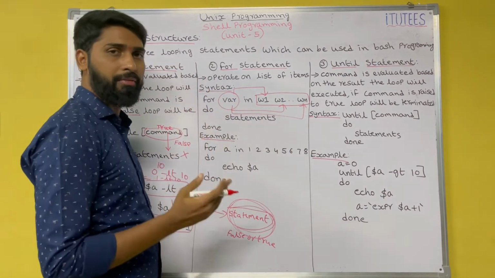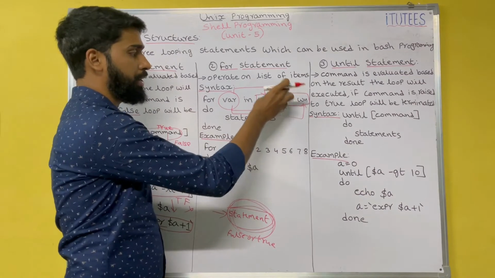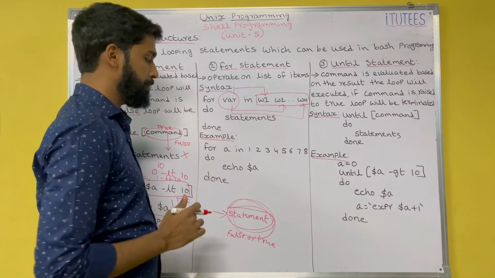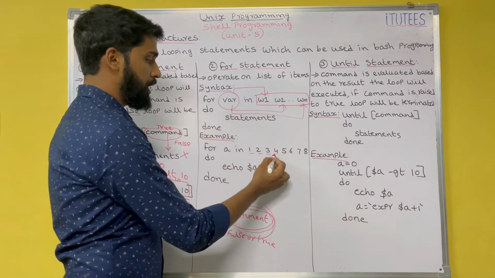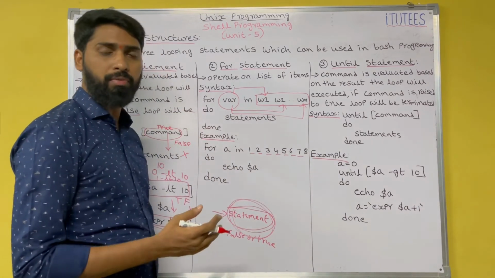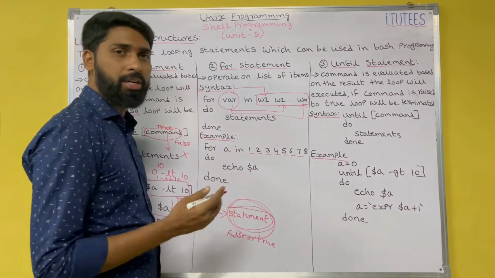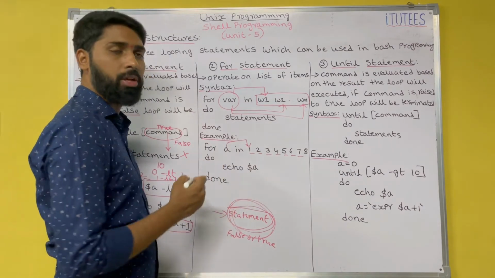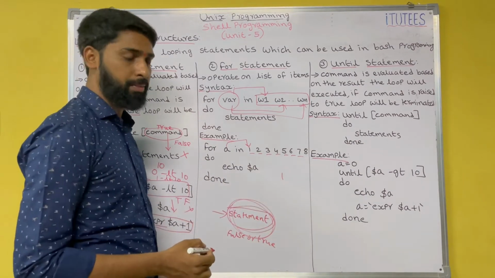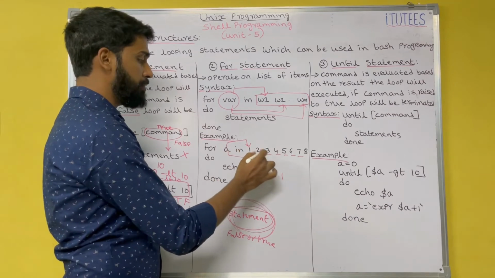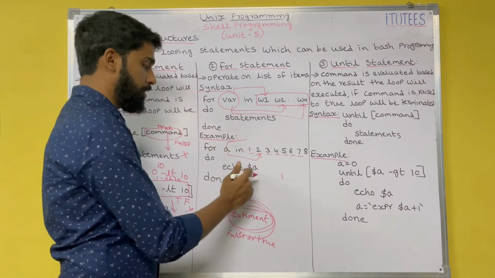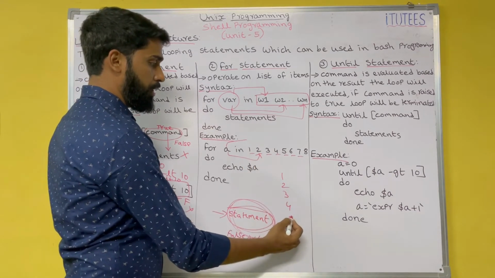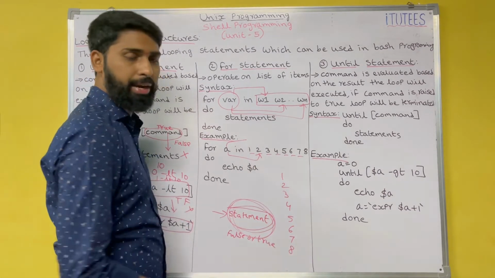For, you give the variable. In, here you provide the list. Then do, statements, done. Example: for a in, and this is the list, 1, 2, 3, 4, 5, 6, 7, 8. In the first iteration, what is the a value? The a value is 1. We enter into the loop and print the a value, 1. In the next iteration, the a value becomes 2. We enter into the block and print 2. Similarly, we print 3, 4, 5, 6, 7, 8.